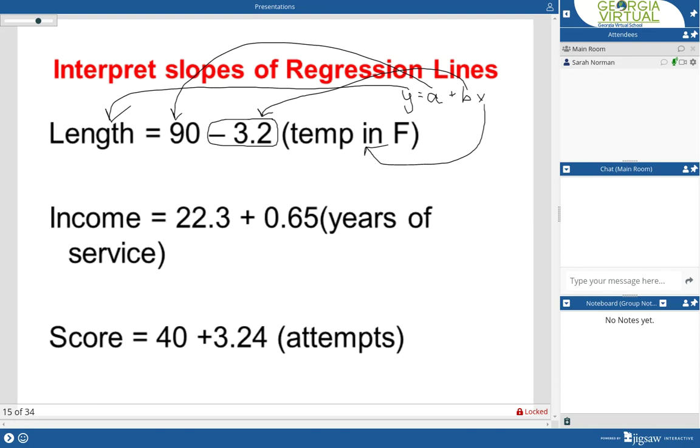But if, for example, in this next one, if you have a positive, that means your linear regression line has a positive slope. So you can take a look at the following examples on income and score, and pause this video and see if you can write those down, and then we'll go over just the first one.